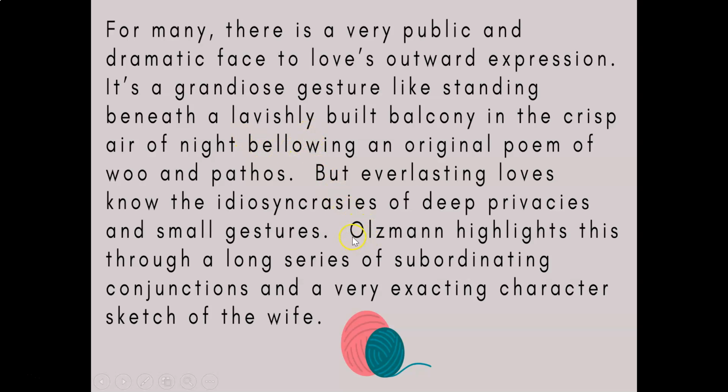Last sentence, how does Ozmann do this? How does he construct that meaning? Ozmann highlights this through a long series of subordinating conjunctions and a very exacting character sketch of the wife. So the syntax and the characterization are the 2 driving forces that yield this, right? All of this stuff that I talked about in the first 3 sentences. So it's always 3 plus 1.